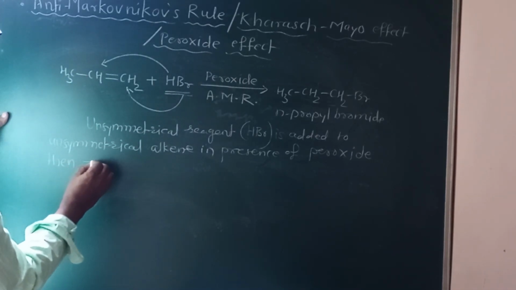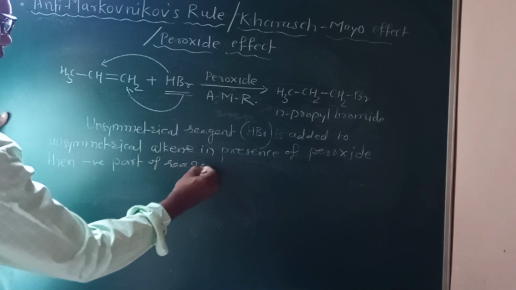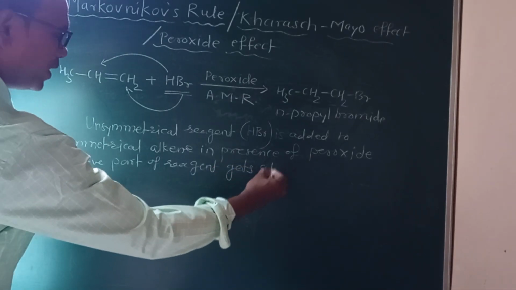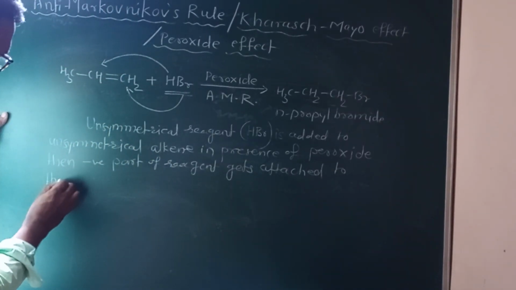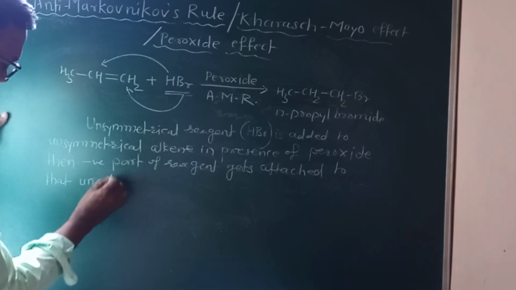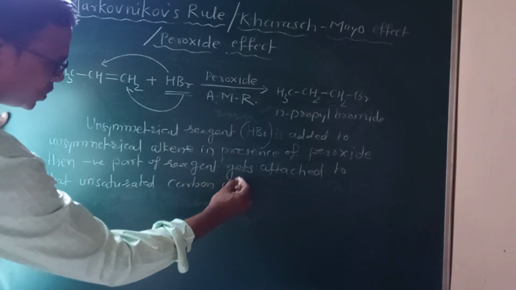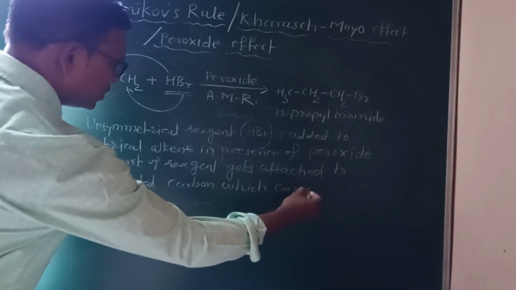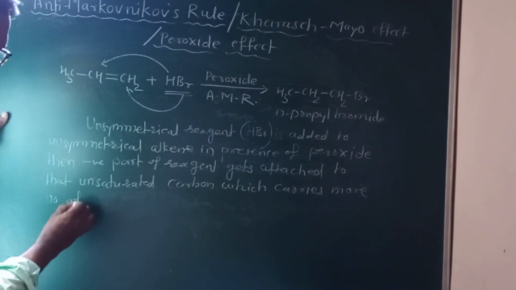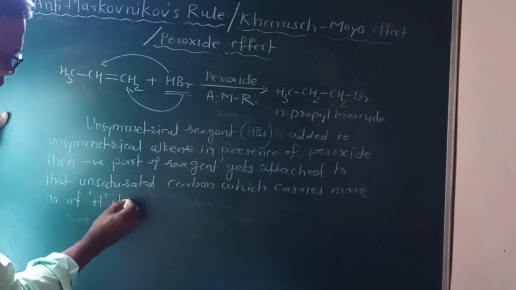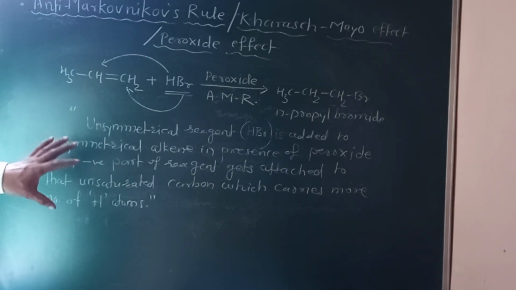Then what happens? The negative part of the reagent gets attached to that unsaturated carbon which carries more hydrogen atoms, that is, the less substituted carbon atom. So this is the statement of anti-Markovnikov's rule.